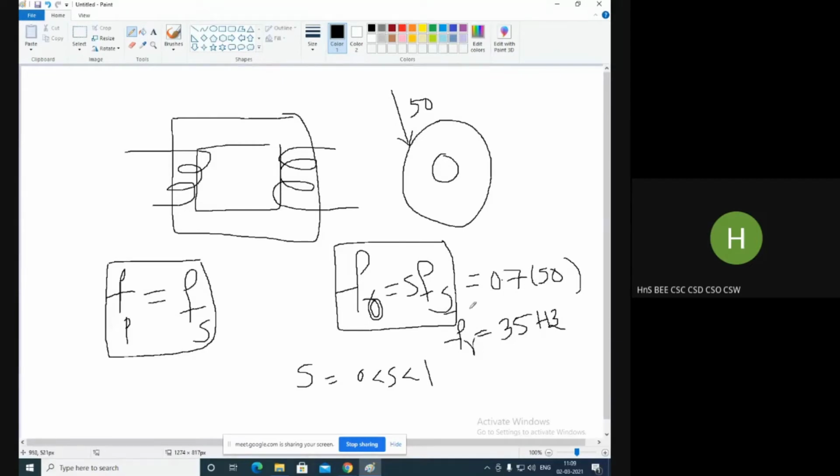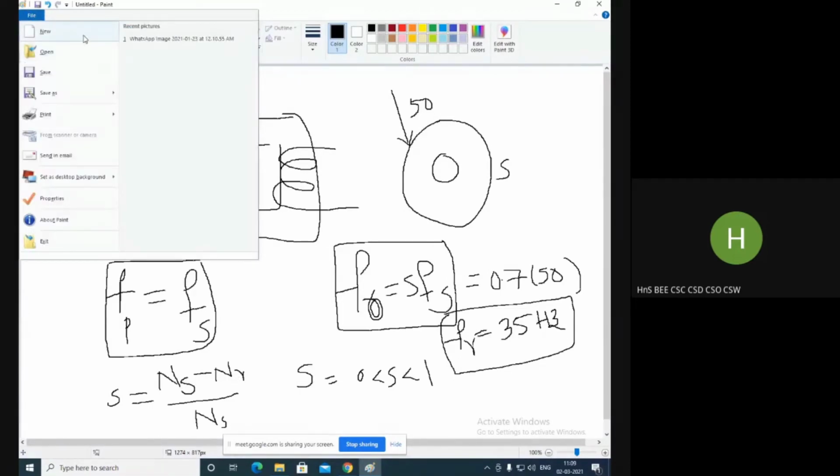If you are applying 50 Hz to the stator and your slip value is 0.7, the slip value will change from 0 to 1 only. It is not a constant value. Based on the speeds NR and NS, the slip will change. Already you have the formula of slip: slip equals the difference between synchronous speed, that is the stator speed, minus rotor speed, divided by stator speed.